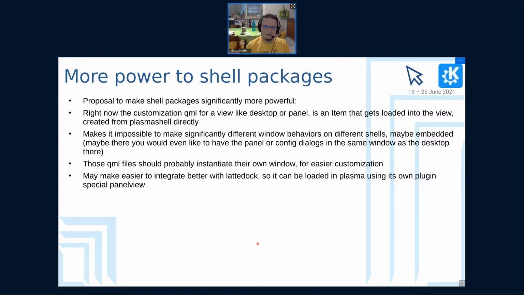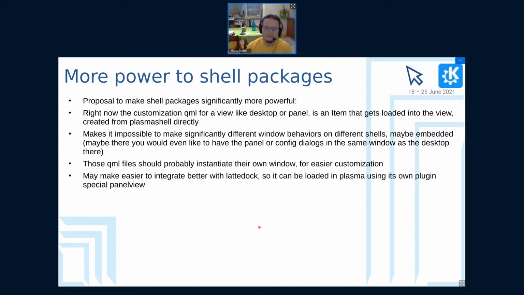As I said, I would like to have shell packages slightly more powerful. I did not do experiments on that yet, but at the moment, the way they personalize things like the panel window or the configuration dialog or the desktop, they define the root element of those windows. What I would like to change is for them to be able to define the window itself. So the shell package would contain a panel.qml like now, but instead of having an item as a root, would have the panel view itself.